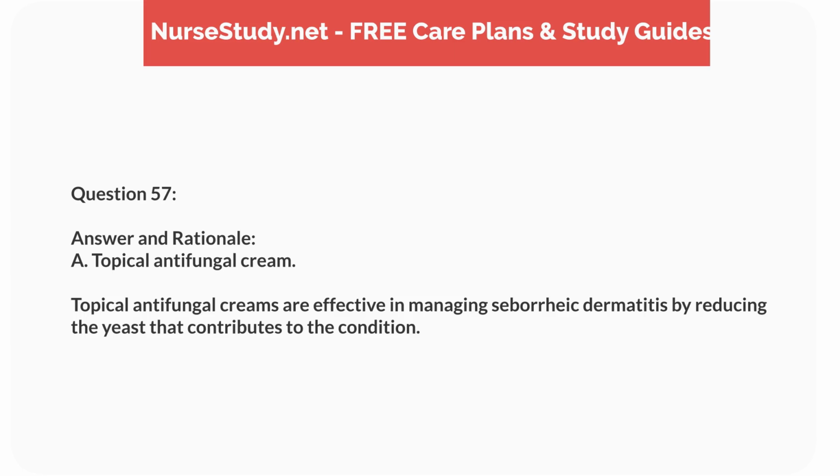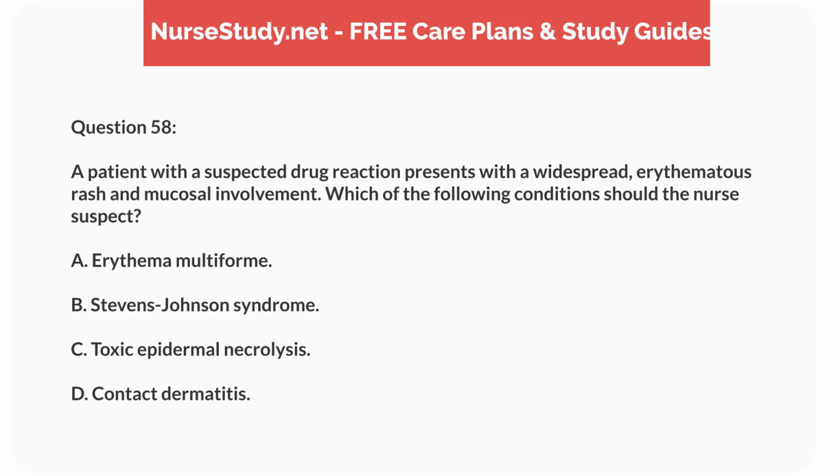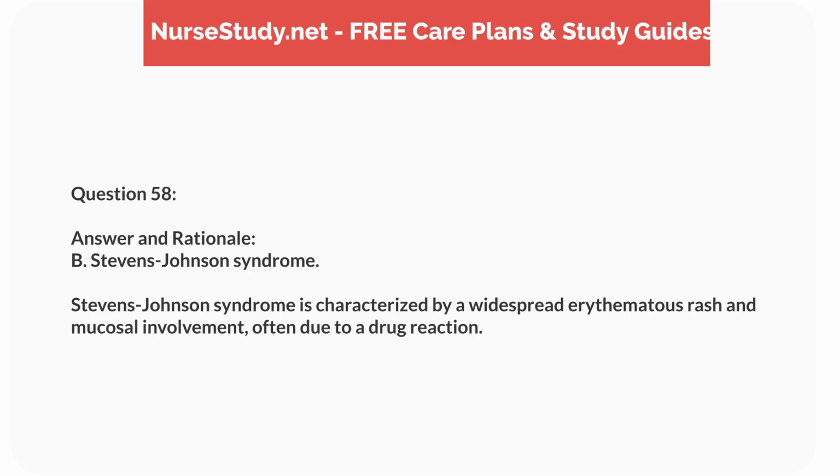Question 58. A patient with a suspected drug reaction presents with a widespread erythematous rash and mucosal involvement. Which of the following conditions should the nurse suspect? A. Erythema multiforme. B. Stevens-Johnson syndrome. C. Toxic epidermal necrolysis. D. Contact dermatitis. Answer and rationale. B. Stevens-Johnson syndrome. Stevens-Johnson syndrome is characterized by a widespread erythematous rash and mucosal involvement, often due to a drug reaction.